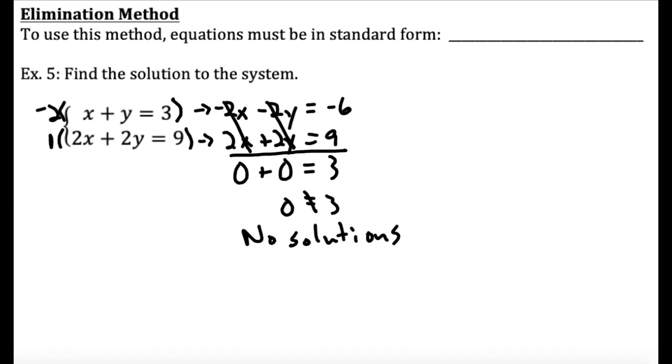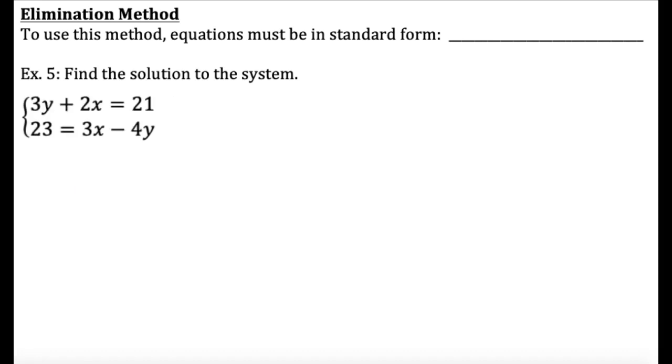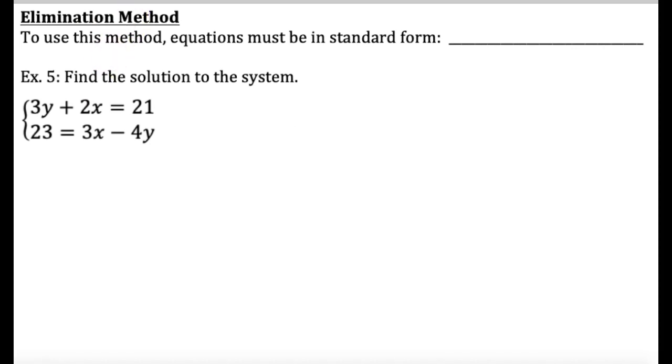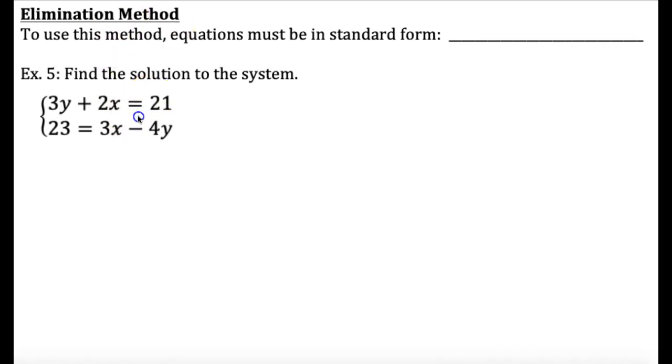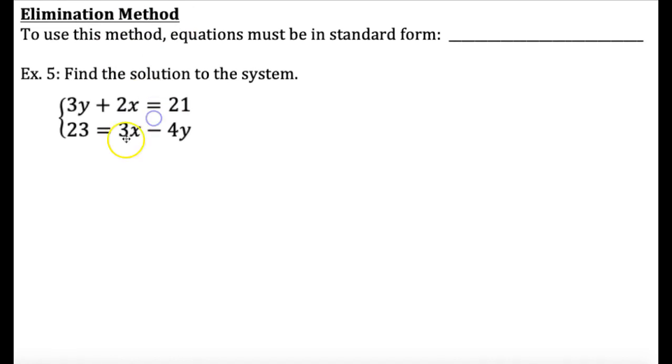Let's take a look at one more example here. Now on this one, my equations are not both in standard form. I want to put them in standard form. So the first thing I'm going to do is rewrite these. For this one, I'm just going to flip the 2x and 3y so that we're in the exact form of ax plus by equals c.